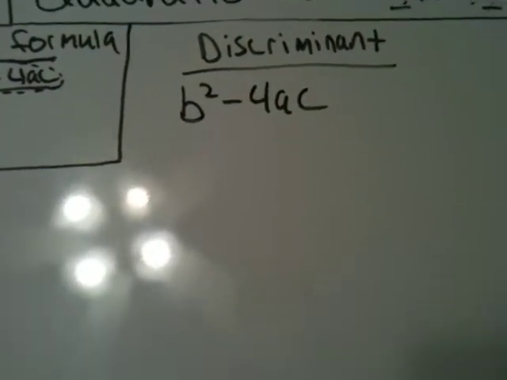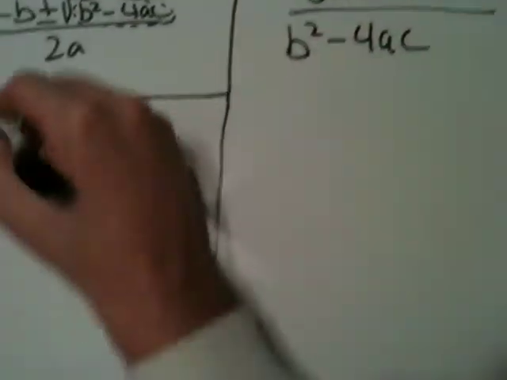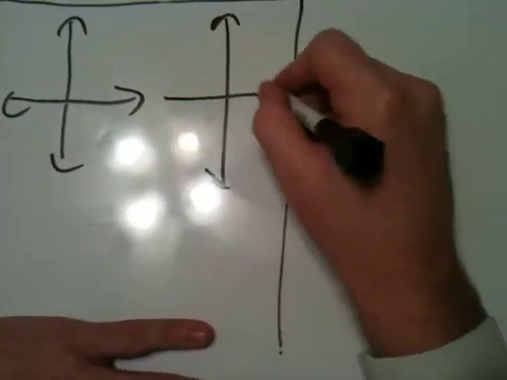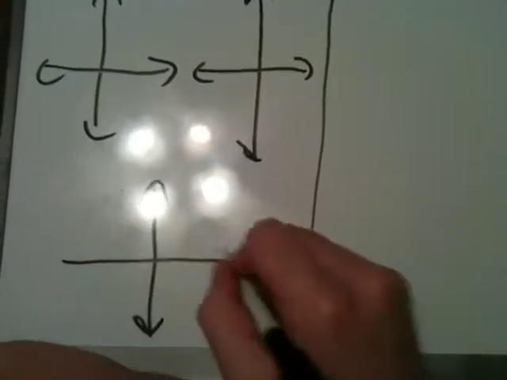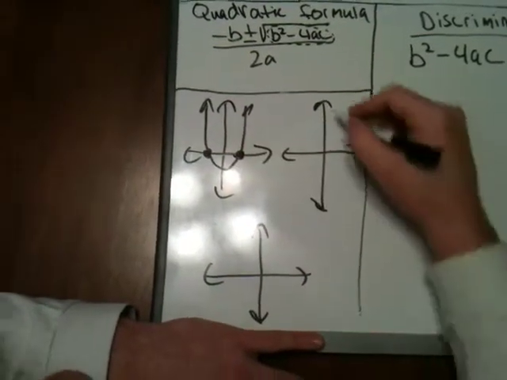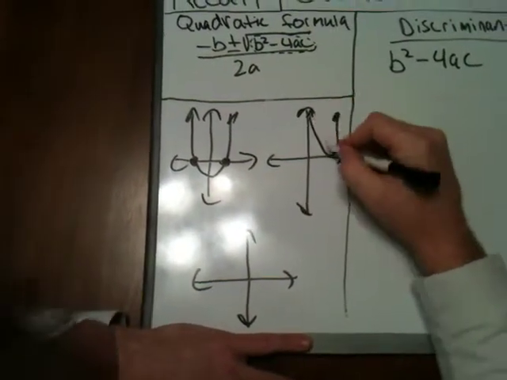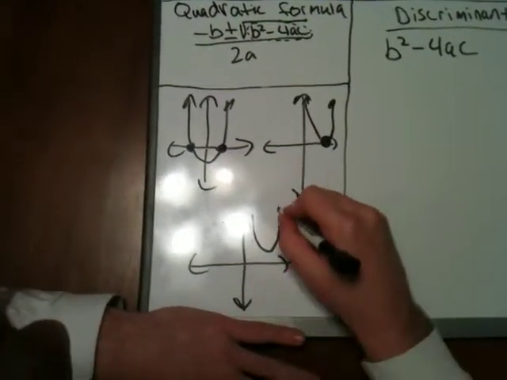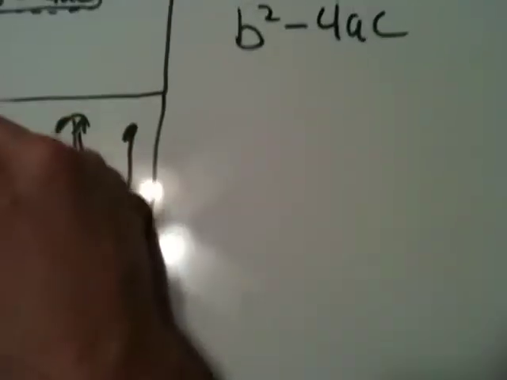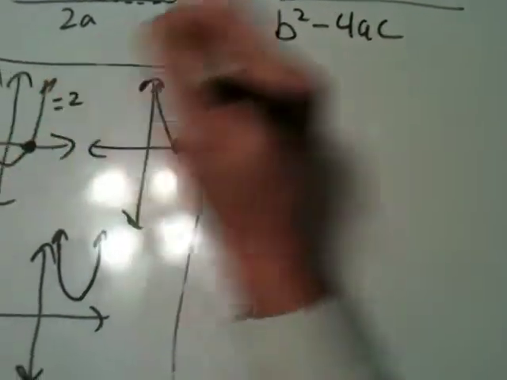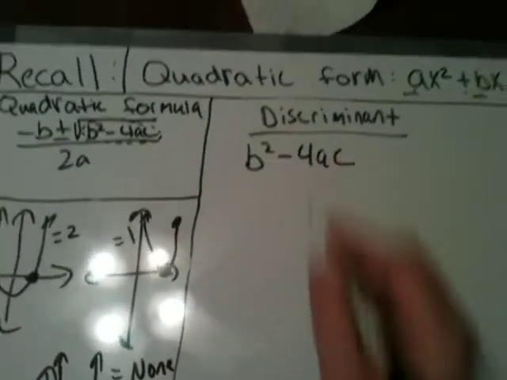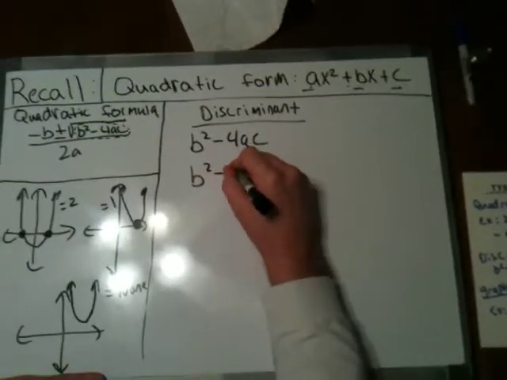You may ask, well, what does that do for you? Well, we have to recall that we're talking about parabolas. We have parabolas that cross the x-axis 2 times. We have parabolas that bounce off the x-axis 1 time. And we have parabolas that do not cross the x-axis at all. The discriminant tells us which parabola we're dealing with. This would be 2 times, this would be 1 time, and this would be none, or no real solutions. Discriminant tells us these.